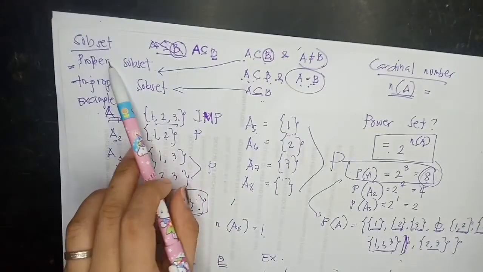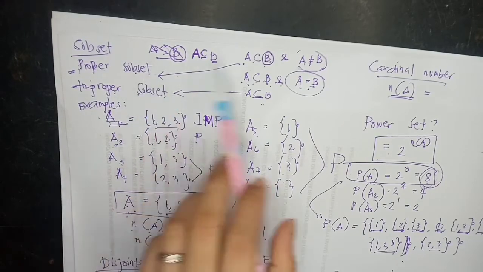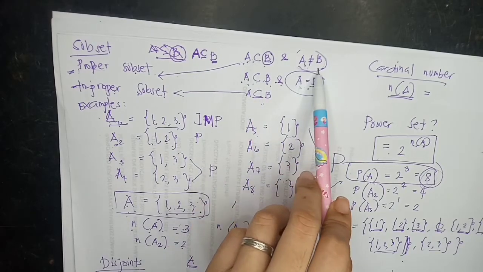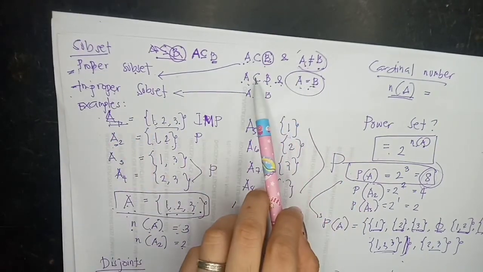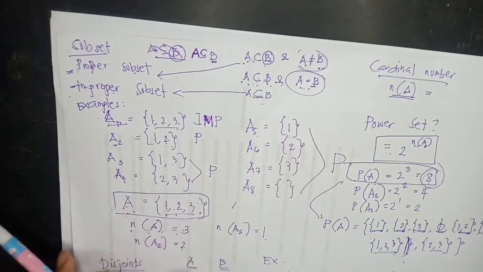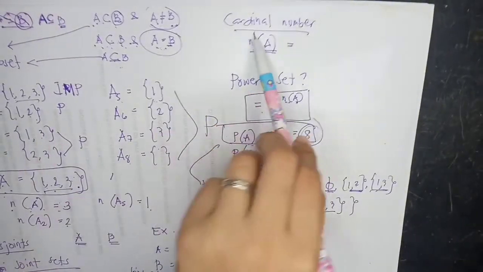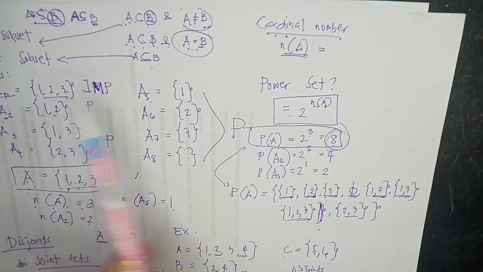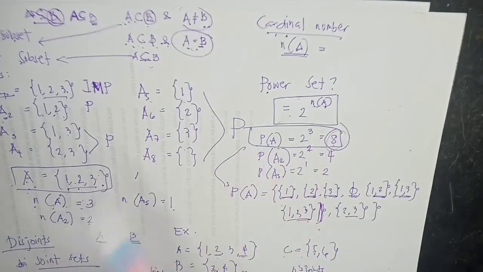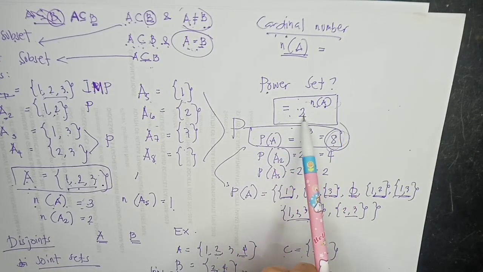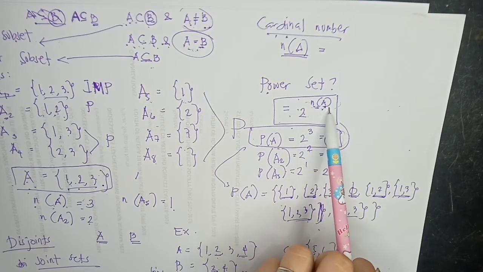Dalawang klase ng subset, which is proper subset and improper subset. Ang proper subset is merong mga elements si B na wala si A at ang A ay hindi equal kay B. Ang improper subset is lahat ng elements ni A ay nandyan kay B, when you say A is equal to B and A is a subset of B. Another one, meron din tayong cardinal number. Yung cardinal number po is ilan ang mga elements ng isang set. And ang power set is lahat ng masusulat mo na mga subset sa isang set. Para malaman po kung ilan ang elements ng isang power set, we have this formula: 2 to the power of the cardinal number of the set.